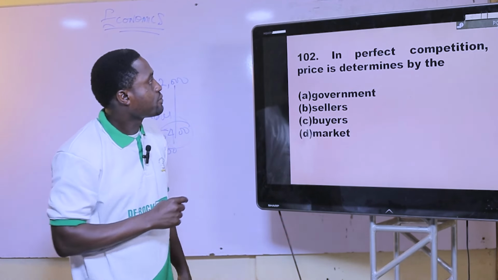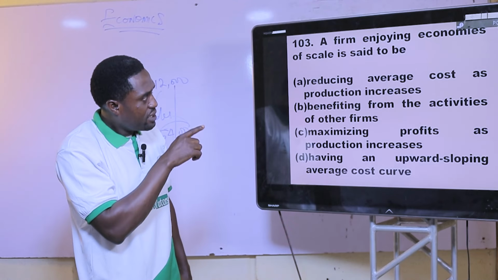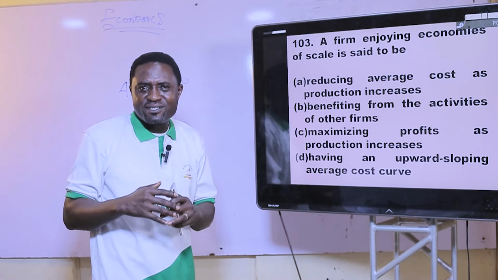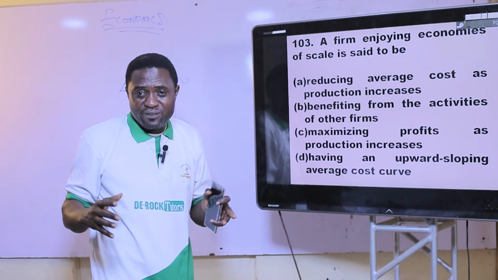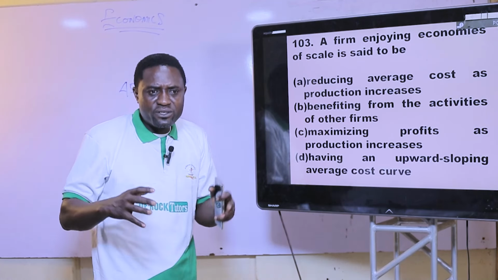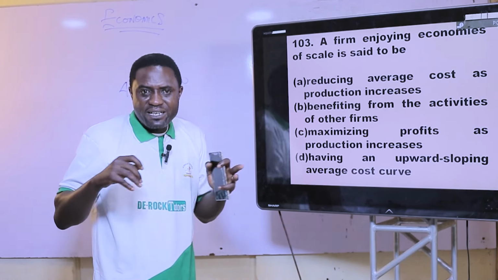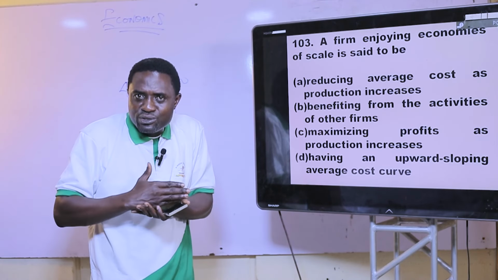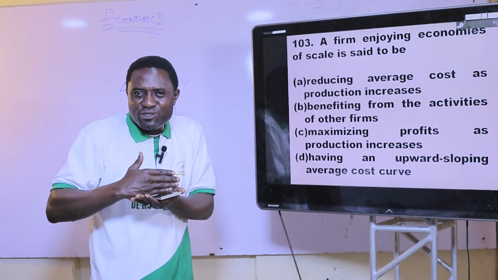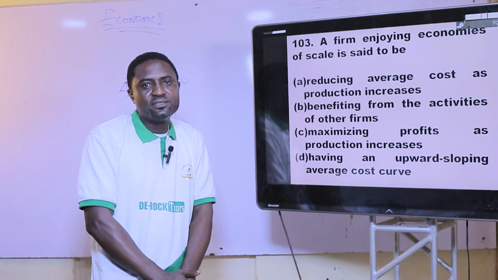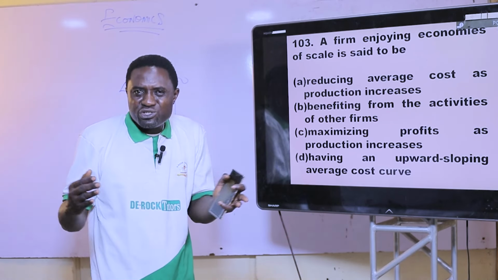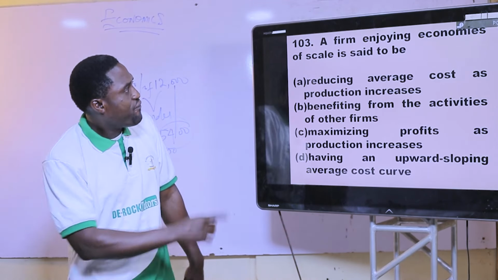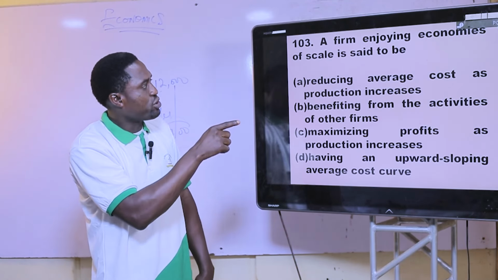The next question. A firm enjoying economies of scale is said to be... I told you economies of scale simply means the benefits, you know, that you derive, especially from large scale production. Internal benefits. By the time you produce in mass, in bulk, the average cost will be reduced. So at the end of the day, when you are selling, you have a reduced price and more people will buy, then you make more money. So most times, when we are talking about economies of scale, the average cost is being reduced. So a firm enjoying economies of scale is said to be reducing average cost as production increases.